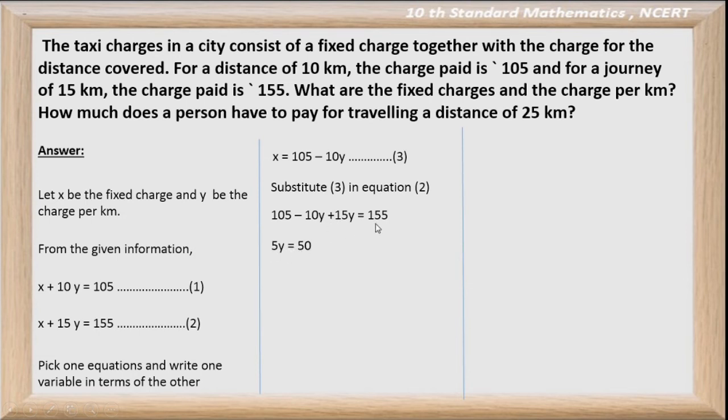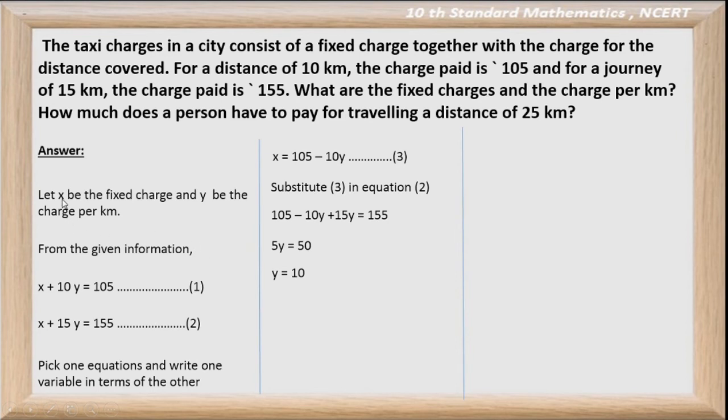5y equal 155 minus this 105. Here it is addition, it will go here, it will be subtraction. So 155 minus 105 is 50. Now we can divide both sides by 5. So 5y by 5 is y. Then 50 by 5 is 10. Now we will get that y equal to 10. So what is that y? y is the charge per kilometer. For 1 kilometer it is 10.